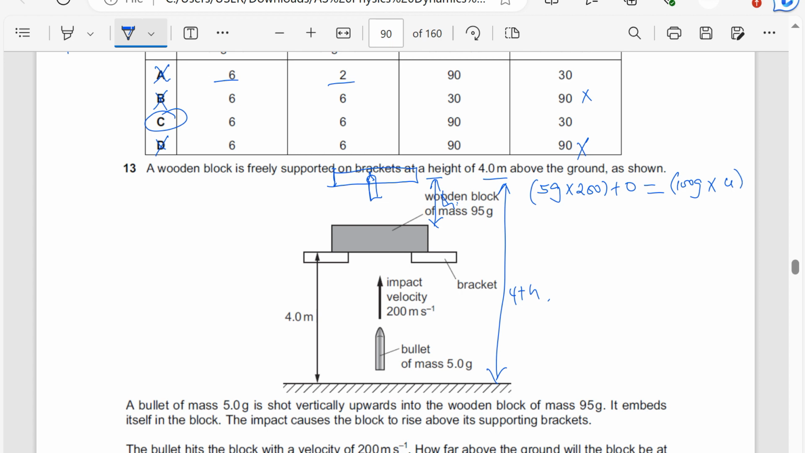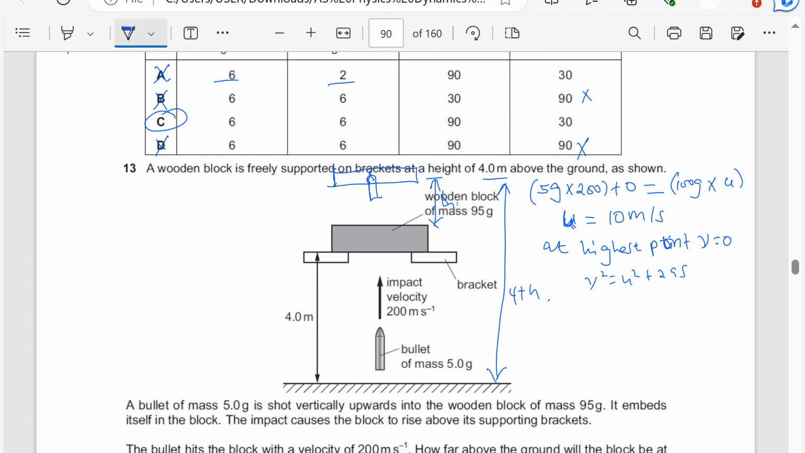Of course, grams cancels out. That's why I didn't change the units. So if I make u the subject, I find u, the speed with which they move after collision. u is going to be 1000 divided by 100, which is 10 meters per second. So the system moves with that speed. But when it reaches the highest point, the final velocity becomes 0, because it's moving against gravity.